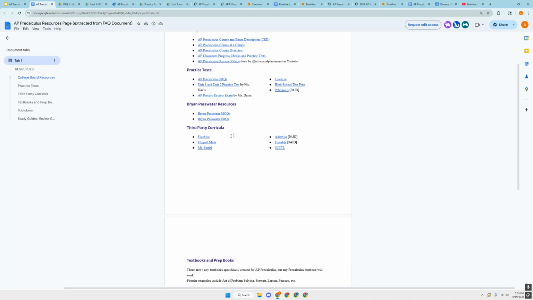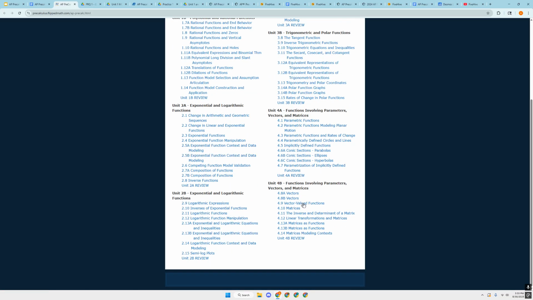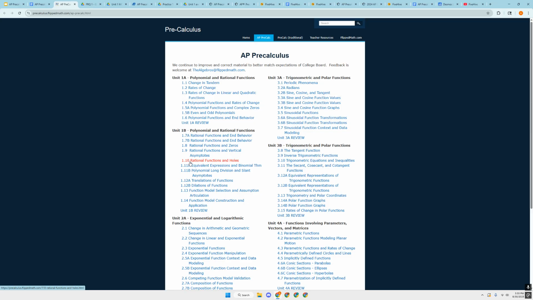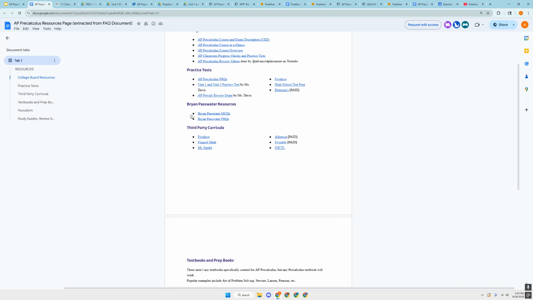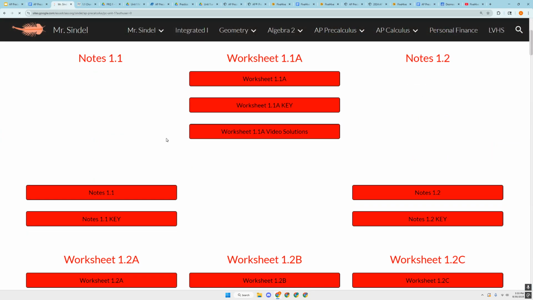And then there's third-party curricula. Of course, I think most of you have heard of Flip Math before. They have videos and practice and stuff like that. You haven't heard of it? Flip Math is pretty much one of those websites that have videos and practice questions for each topic, and a lot of these do.